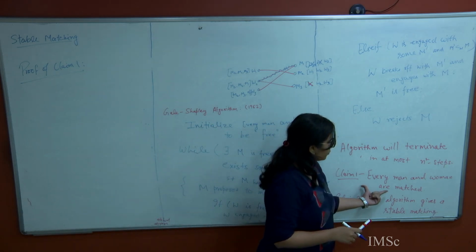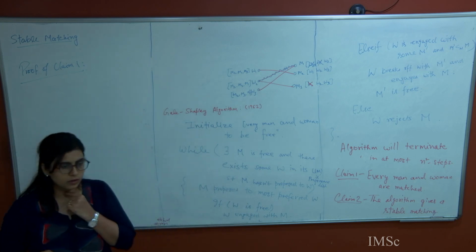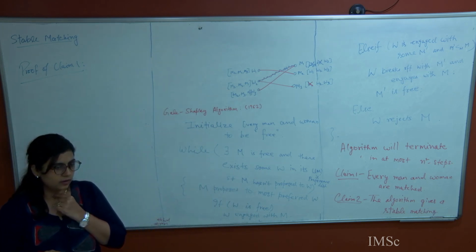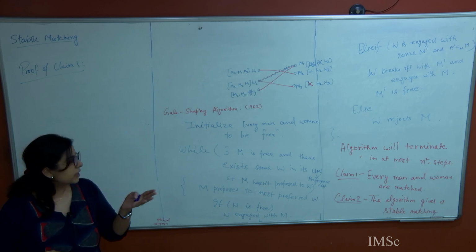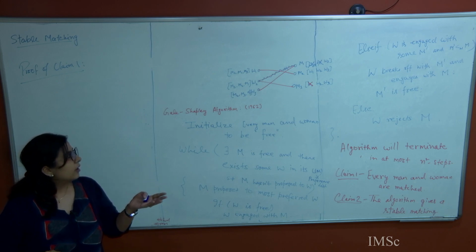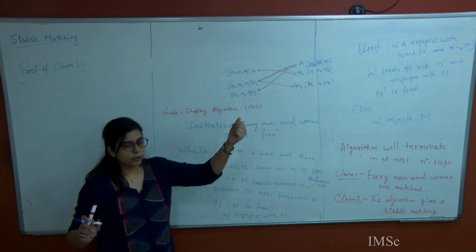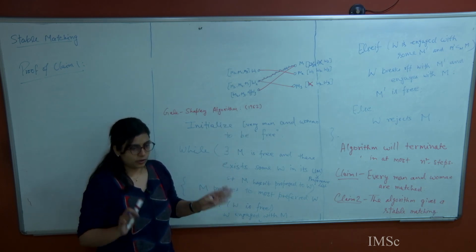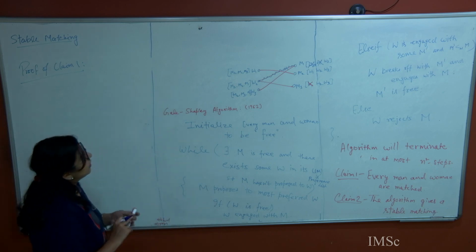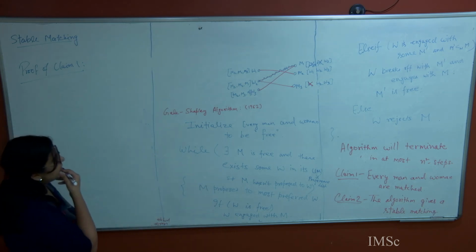So how will we prove that every man and woman is matched? Every man will be matched, because if they are not matched, the algorithm will not terminate. But we have proved that the algorithm will terminate. Basically, every woman is matched because we need to show that every woman gets at least one proposal, because once she gets some proposal, she will accept. So W will definitely be matched. What about any M, any man?